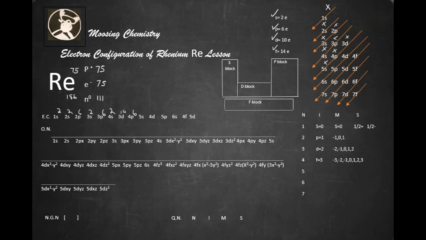5s2. So we're just sliding down the slide. 4d10. 5p6. 6s2. 4f14. Alright. And last but not least, 5d5. Alright. So let's go ahead and do this.